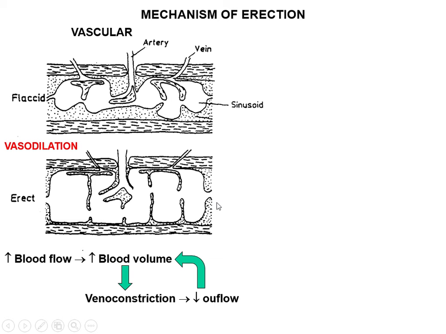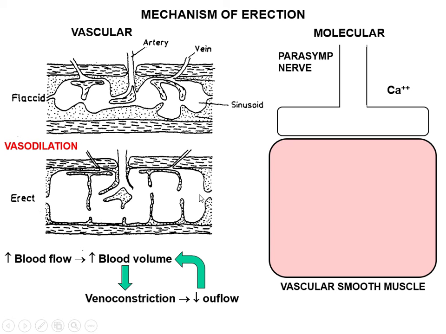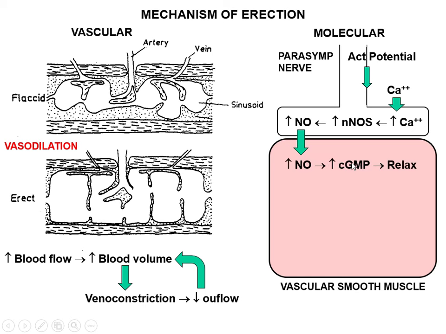Now, we now know a lot about the biochemical nature of this as well. As we said, this is caused by activity in parasympathetic nerves, but does not use the classical parasympathetic neurotransmitter acetylcholine. Instead, it uses nitric oxide. So you have action potentials coming down to the terminals. That causes an increase in calcium. Calcium activates NOS, and so you get an increase in nitric oxide synthesis, which diffuses rapidly into the vascular smooth muscle, increases cyclic GMP, and that's what causes the relaxation.